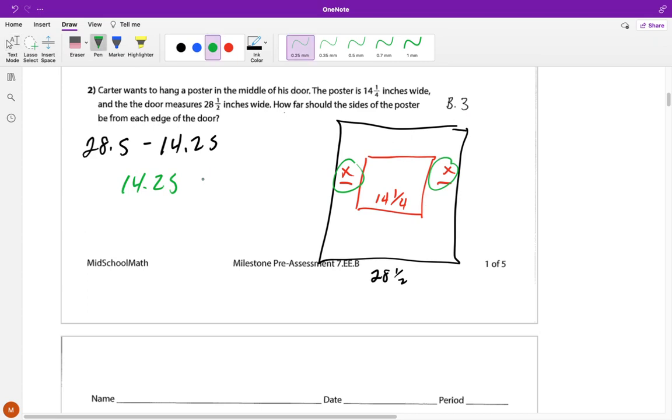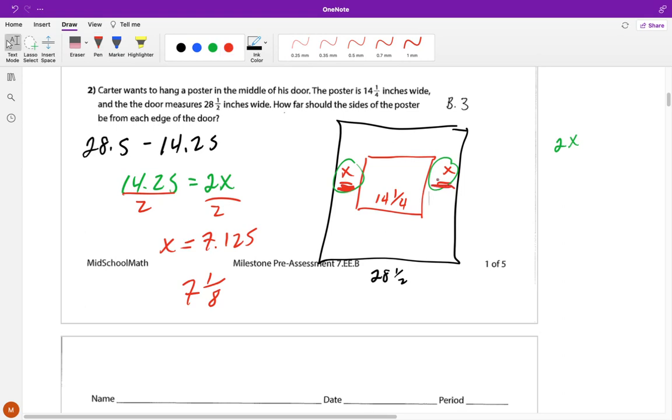So then what we can do there then is, well, if both of these have to be the same, we know that we can represent that then by 2x. So that means that this is got to be equal to twice of the same amount of distance. So I can divide each by 2 and get x is then equal to 7.125. Or if you know what that is as a fraction, remember, I don't ever care if you do it as a fraction, mixed number, whatever you want to do, as long as the number is correct. But that means that each one of these distances must be 7.125 inches in order for them to be equal, and meaning that that poster will be directly in the middle.